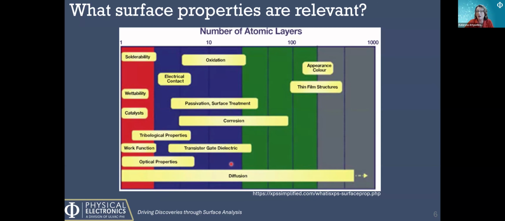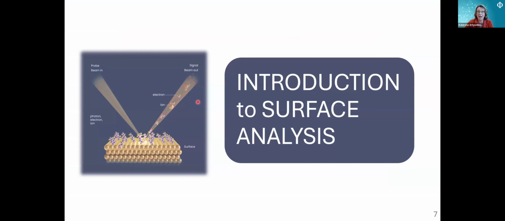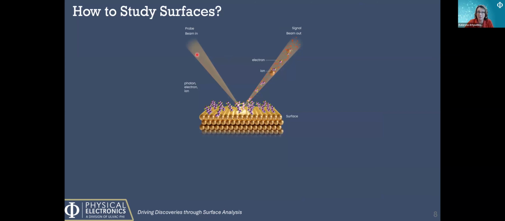So when you are thinking of the property that you want to make better, you need to really understand what physical dimension is responsible for that property. So how do we analyze surfaces? In any analytical technique, you need a beam or probe that will create some disturbance on the sample, on your material of interest, and that creates a signal or beam out.